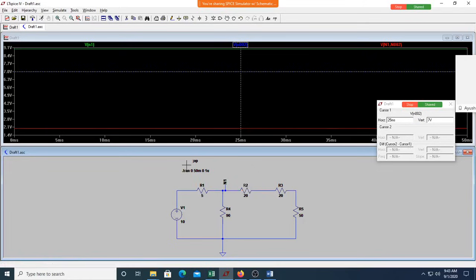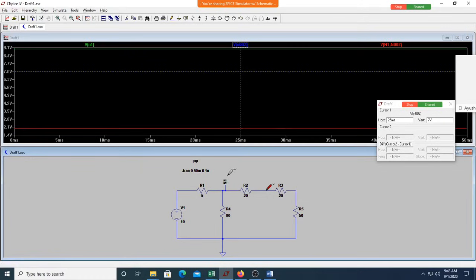If you want to measure any differential voltage, you need to use both the probes. If you use a single probe, it will be the voltage at that node with respect to ground. So if you are using only one probe, it is a single-ended voltage. If you want to measure a differential voltage, you need to use both the probes. How do you get both the probes? Hold your left button of your mouse and then place it wherever you want.